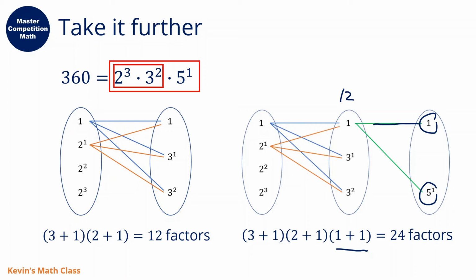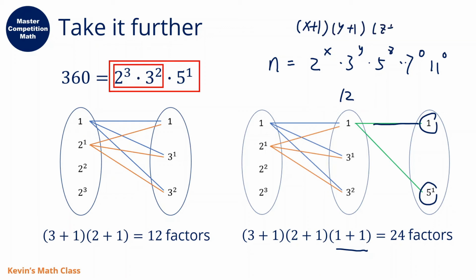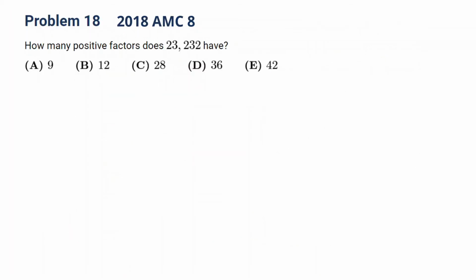We get 24 factors. So in general, if we have a number that can be factored into 2 to the power of x, 3 to the power of y, 5 to the power of z, maybe more, 7 to the power of something, 11 to the power of something, and we want to know how many factors it has, we just do x plus 1, y plus 1, z plus 1, all of them multiplied together. That's the method.